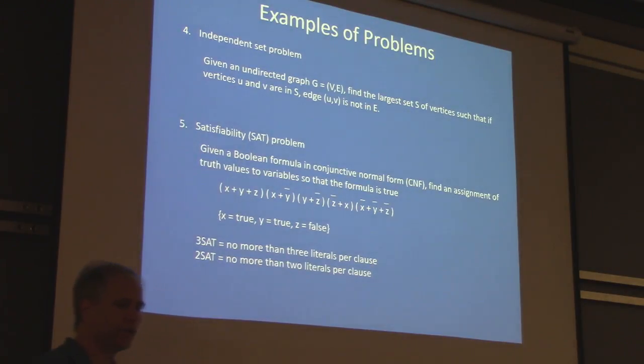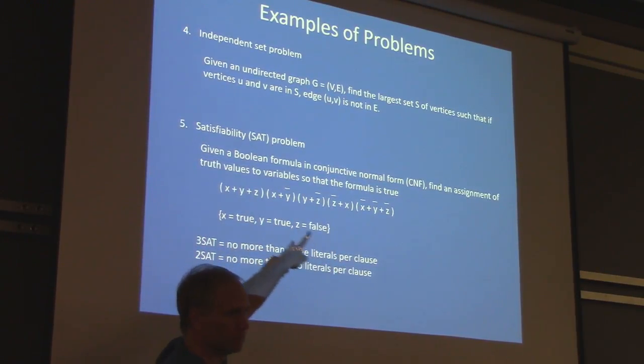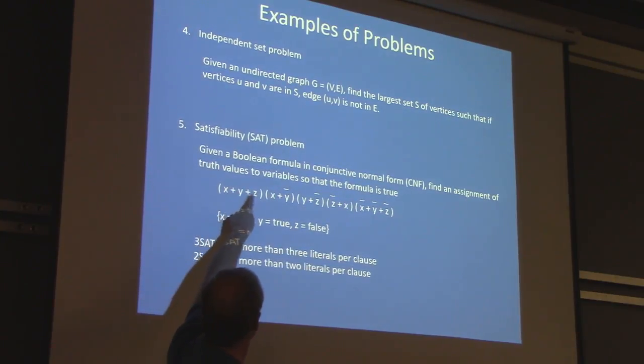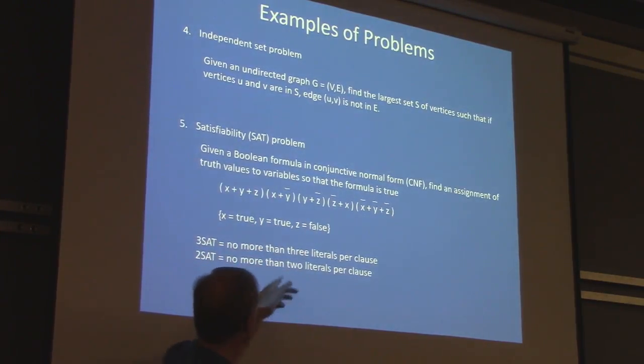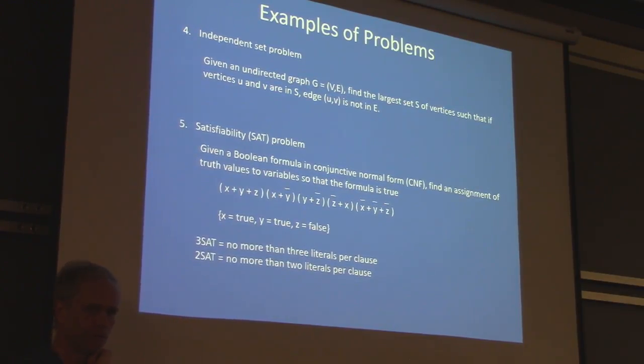Now, I'm going to tell you two variants of this. 3-sat occurs when there are no more than 3 literals per clause. So this is a 3-sat formula. There's no more than 3 in each of these things. 2-sat's when there's no more than 2 literals. 2-sat has an efficient solution.